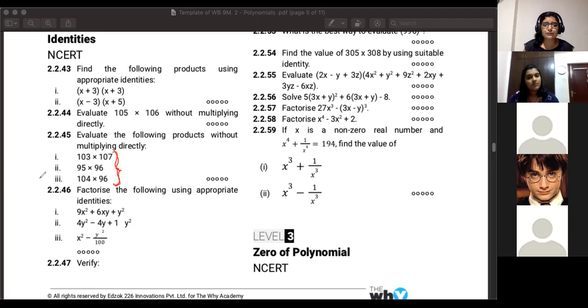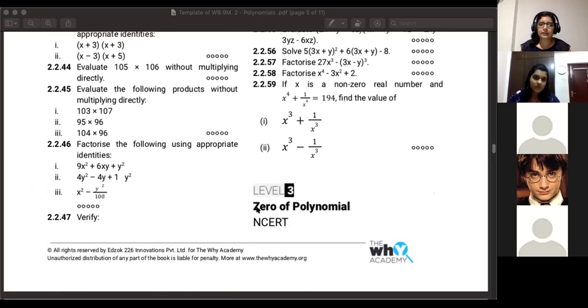Which identity will you use for the third part, Sujal? 104 into 96. (a plus b)(a minus b). Okay, so what are your a and b? a is 100 and b is 4. Awesome. So 104, you can write it as 100 plus 4, and 96, you write it as 100 minus 4. Easy to calculate 100 square and 4 square instead of this multiplication.